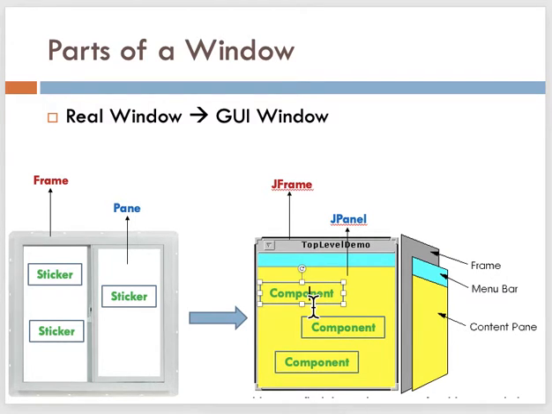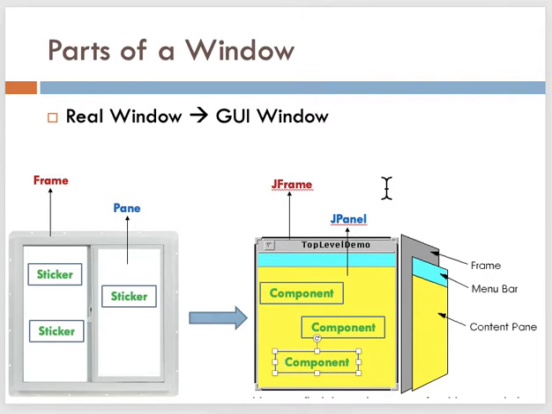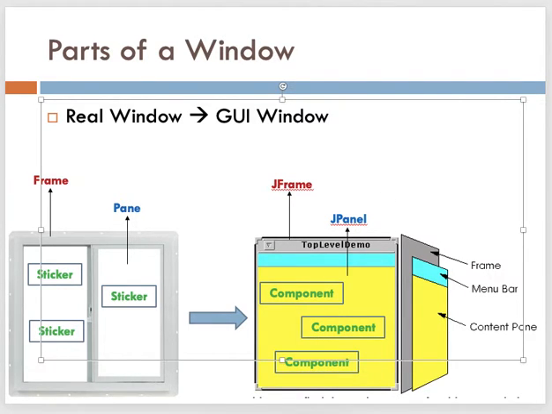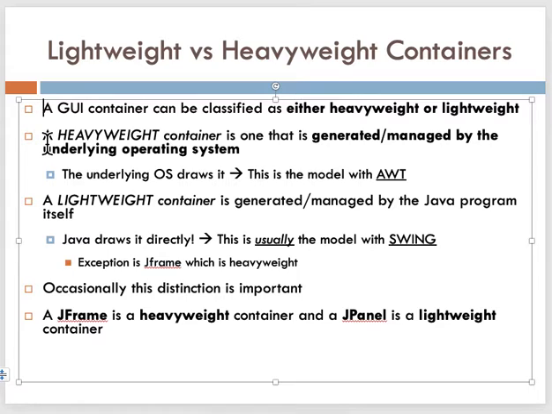Things like the button, the text box, text area, etc. Those would be the components that are stuck on there that are then eventually displayed. So one of the things I do want to distinguish between is the idea of a lightweight versus a heavyweight container. A GUI container can be either heavyweight or lightweight.